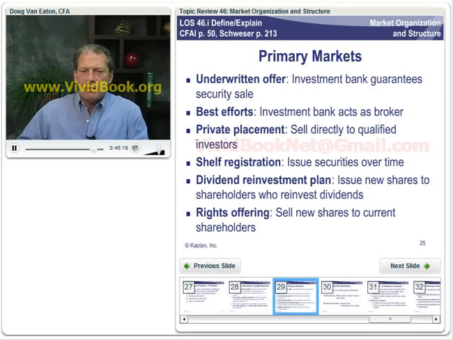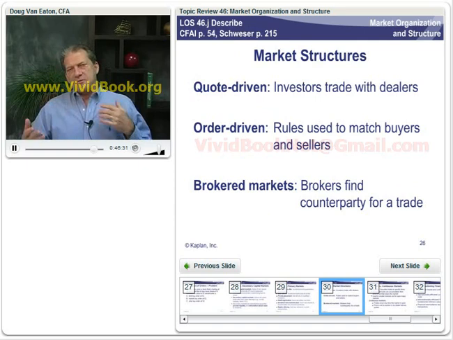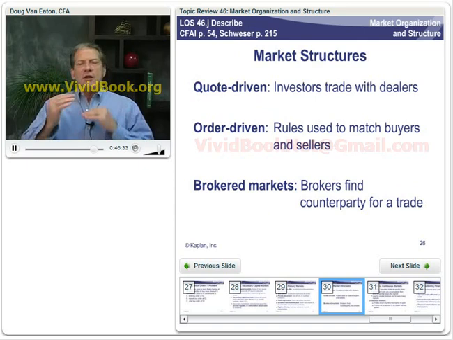Here we go. Market structures. Again, some terms that you need to know. A quote-driven market is what we refer to when investors trade with dealers. So the NASDAQ market with its market makers and its bids and asks, the inside market, bid and ask, that's all driven by their quotes, right? Their bids and their asks.